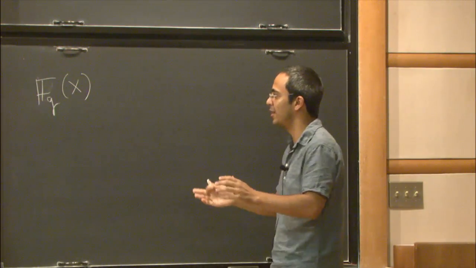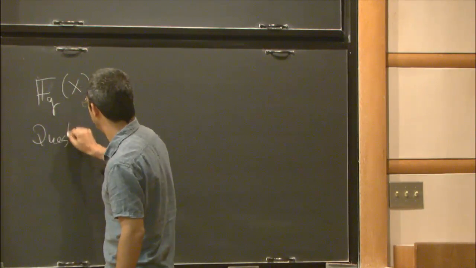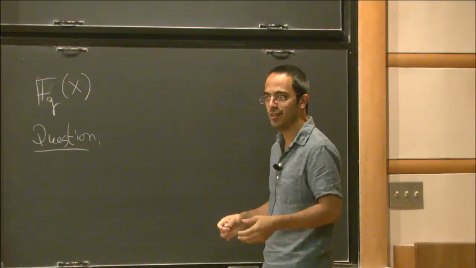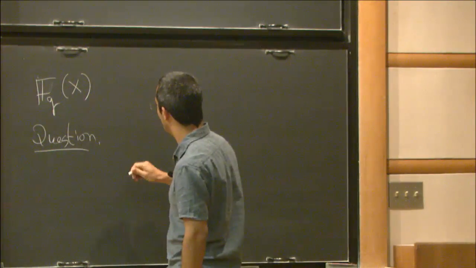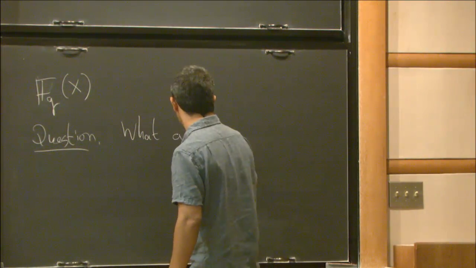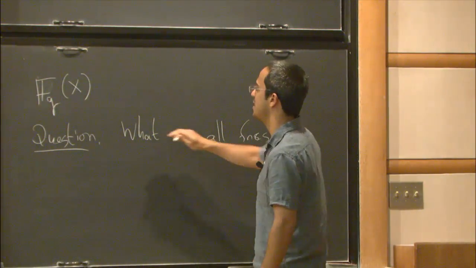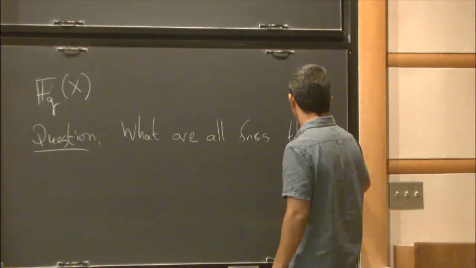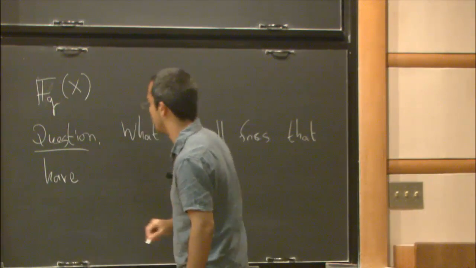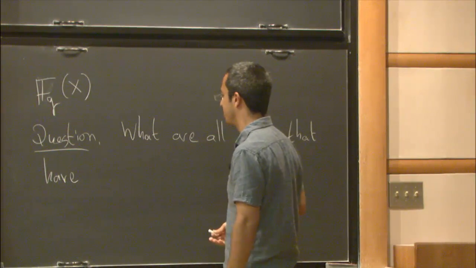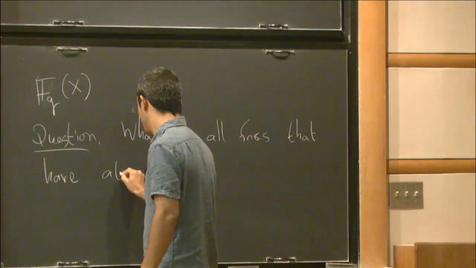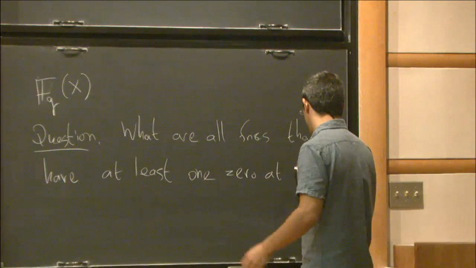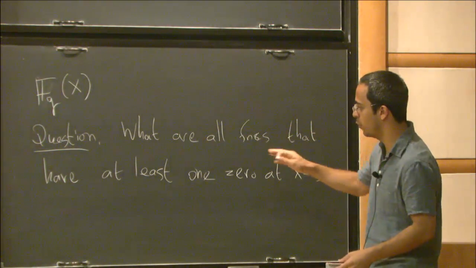Right? And let me ask you a simple question. This is the question that interested Riemann in the mid 1800s, the 19th century. So, what are all functions, all rational functions, like x plus 1 divided by x cubed minus 4, what are all functions that have, let me cook up a good example, at least one zero at x equals 3? Okay? So I require you to have a zero there.